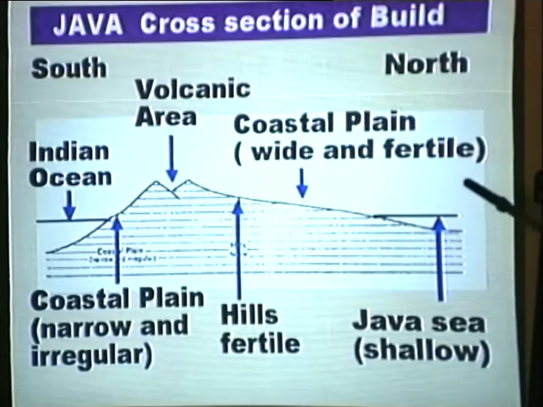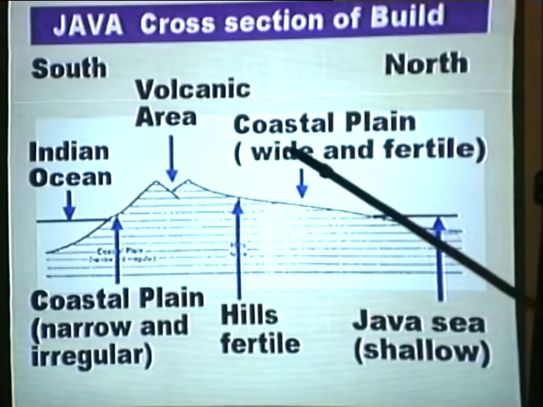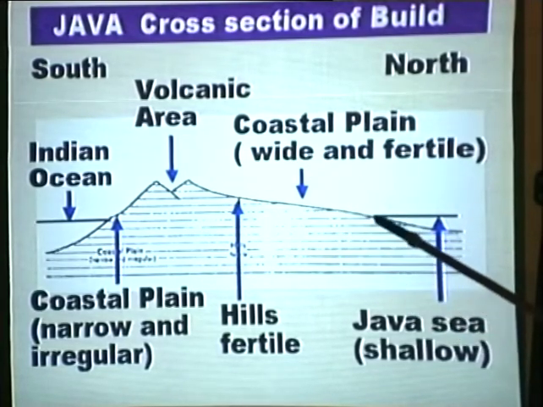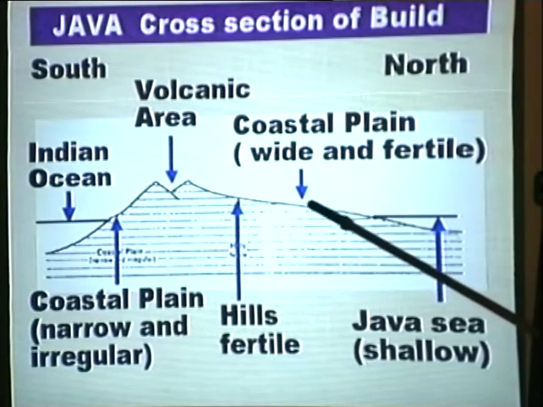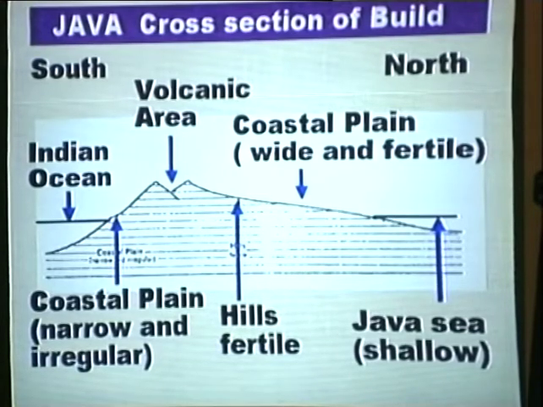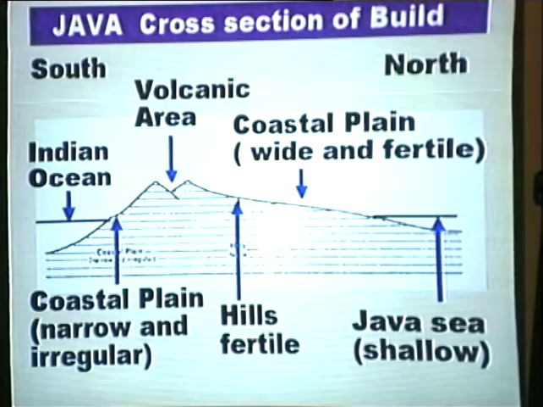Then as you come towards the northern part of the island, you have the coastal plain, which are wide and fertile. So a big area here, wide and fertile, which means a lot more people would be concentrated and also using these areas for growing of their crops.